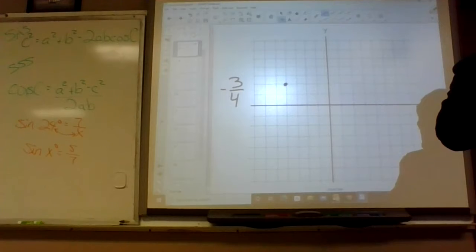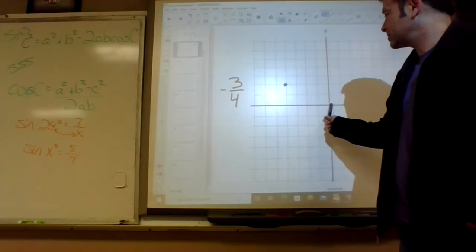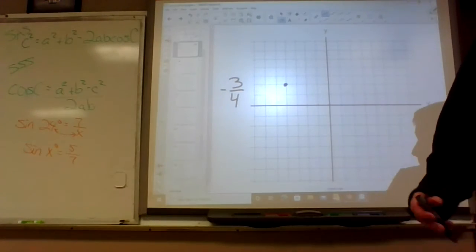Wait, hold on. How did you get the first dot? Number 13 says graph the line passing through the point -4, 2. This is -4, 2. Would it be like -3 over and then 4 up?